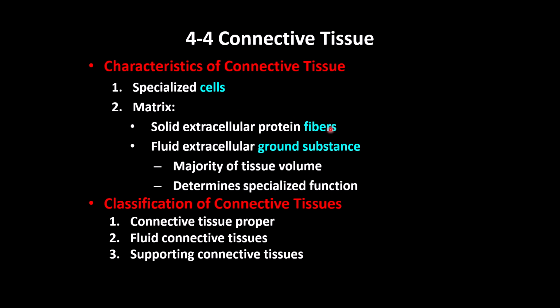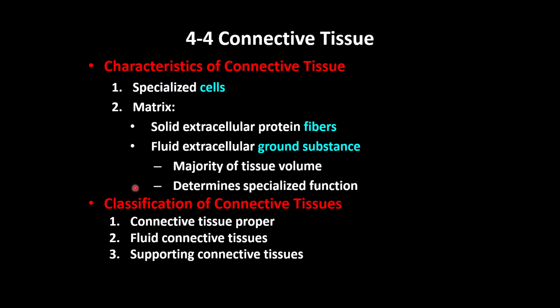The matrix is made of two things. One is the fibers, which are made of proteins. The second one is called ground substance, which in some tissues is fluid, and in some tissues is solid. And this ground substance may have different proteins or other chemicals in it, and that gives a very specific characteristic to that type of connective tissue. So the characteristics that all of them have are the cells, the fibers, and the ground substance that varies from one to another.